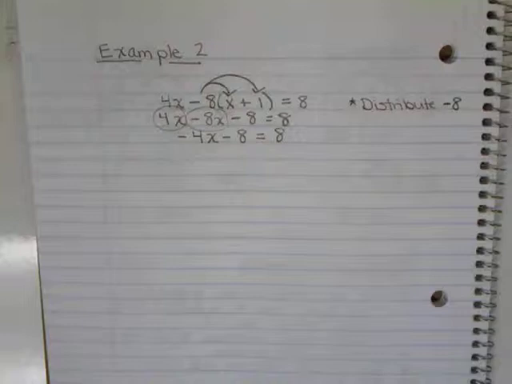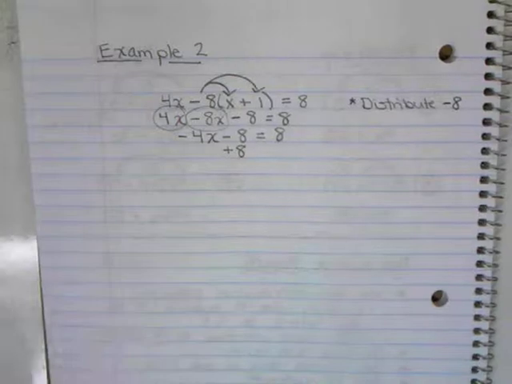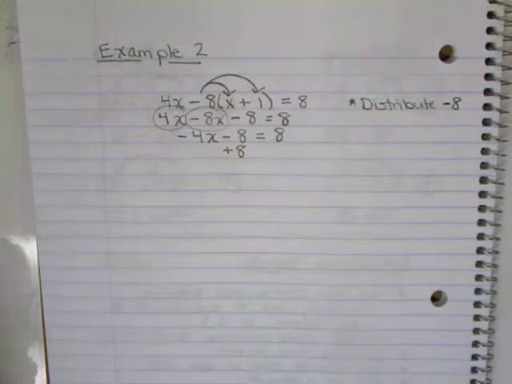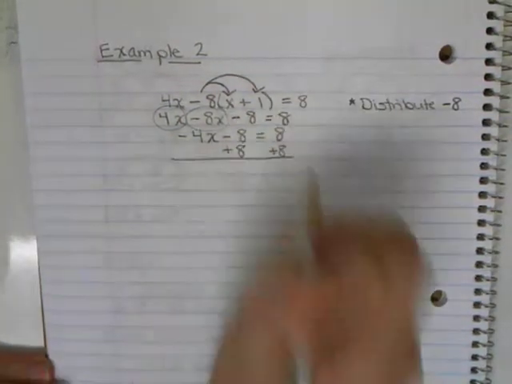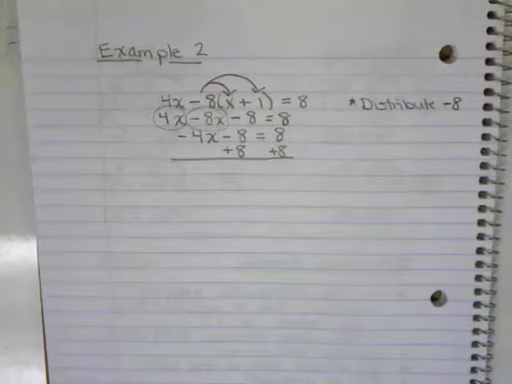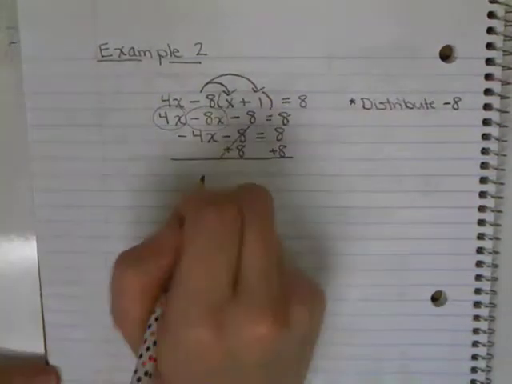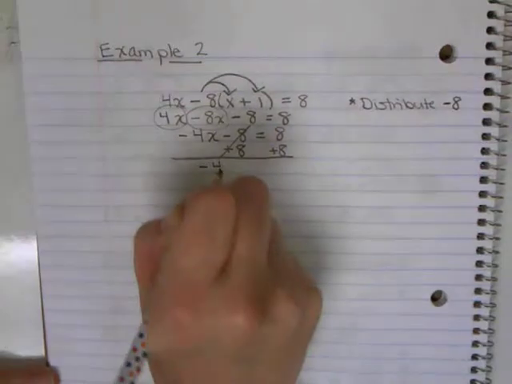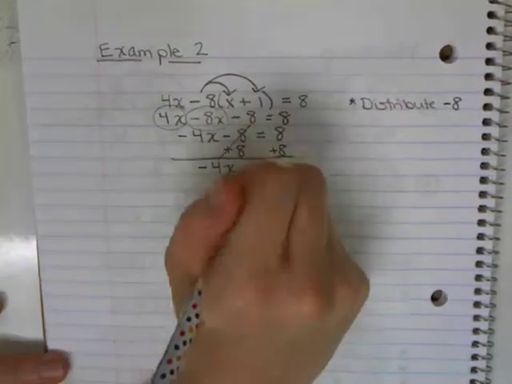You have to add 8 to negative 8, because whatever I do to one side, you have to do to the other. Negative 8 and positive 8 cancel out, and I'm left with what on this side? Negative 4x. 8 plus 8 equals?